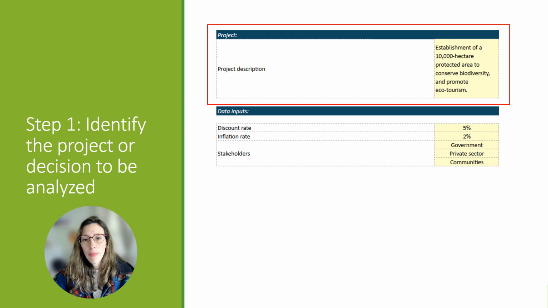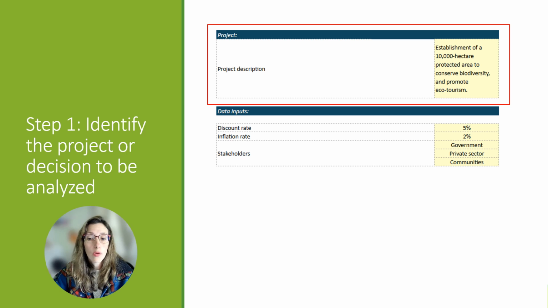So in this hypothetical example, the project we are interested in consists of establishing a protected area to conserve biodiversity and promote ecotourism. I am assuming in this example that the current area is pristine, but that there are some traditional activities such as agriculture and logging inside the area. Additionally, I'm assuming that the establishment of this area will be done by the government.